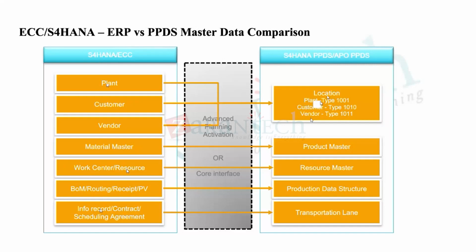And then if at all you are trying to use PPDS for network planning also, it is possible but not recommended and not done. So between two plants, or one DC and one plant, you would need a transportation lane also. That transportation lane is created from inherent master data called info record, contract, or scheduling agreement, and so on. Okay, so any question on this data side?